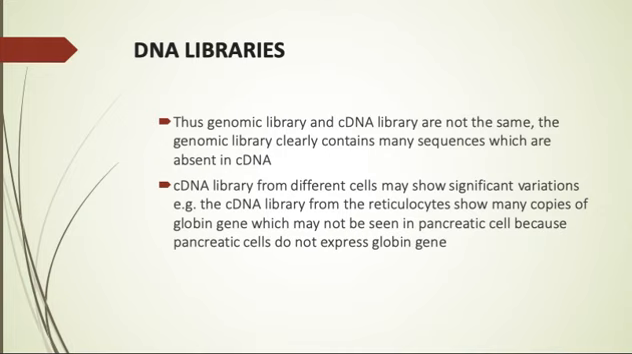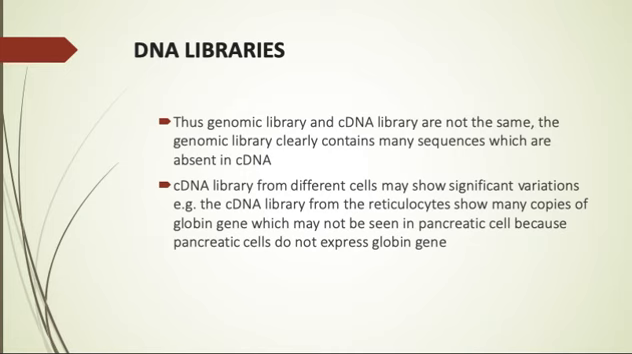Thus the genomic library and cDNA library are not the same. The genomic library clearly contains many sequences which are absent in the cDNA. And cDNA libraries from different cells may show significant variations. For example, the cDNA library from the reticulocyte shows many copies of the globin gene, which may not be seen in the pancreatic cell, because pancreatic cells do not express the globin gene.